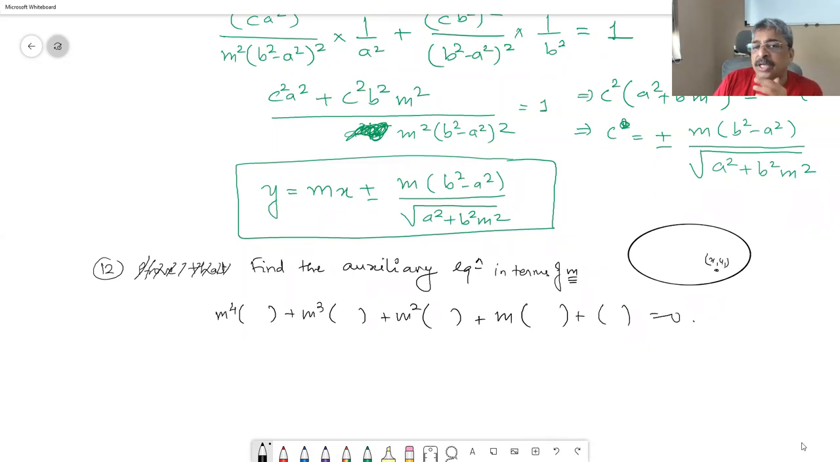And then how is this auxiliary equation helping us? Suppose you want to find out the normals passing through this point, then this auxiliary equation tells us how to get those slopes. That is the first use of this auxiliary equation. Once you solve this fourth degree equation, you will get all the four slopes and hence you will get all the four lines. So maybe there will be one tangent here, one normal here, maybe another normal here, maybe some normal, difficult to imagine, but okay, some normal here, some normal here, some normal again here, and there will be some normal this side somewhere here.